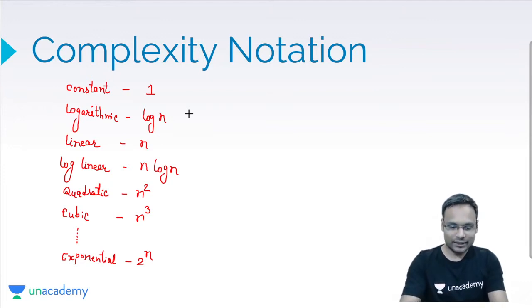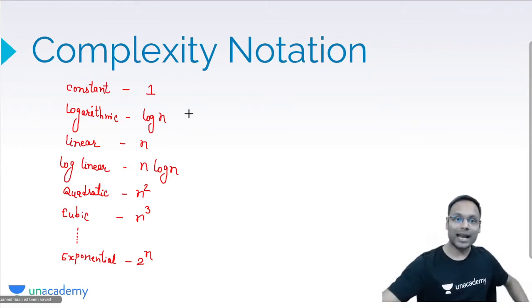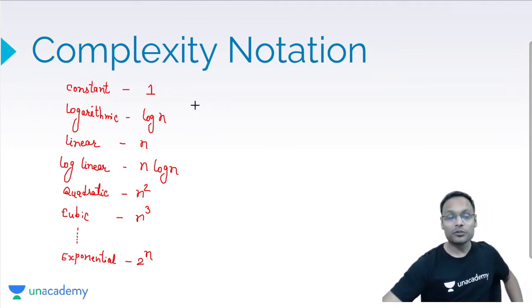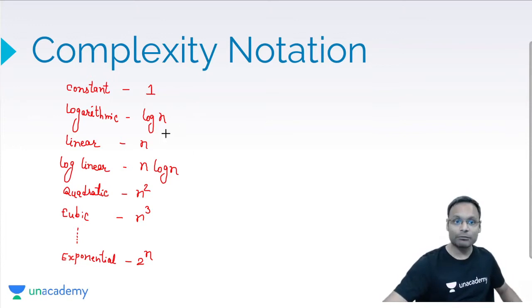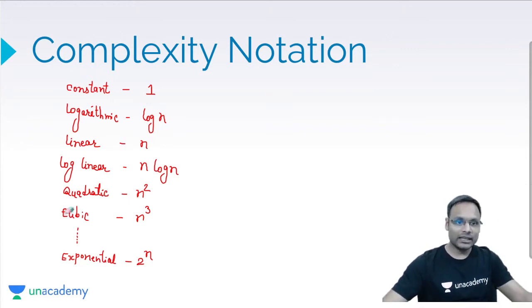If you are calculating the time complexity after writing an algorithm, you should try to write an algorithm which can give the result in just constant time, if it is possible. If not, then at least in log n. If not, then at least n. If not, then at least n log n, and so on. These are the complexity notations which I have written in increasing order. I hope you guys are aligned with this particular thing.